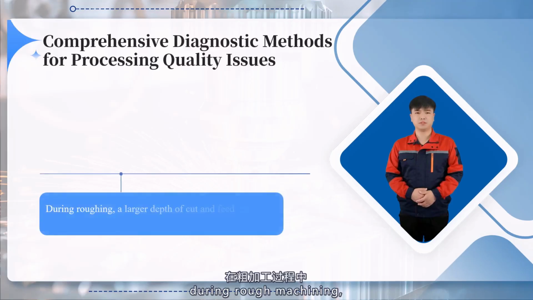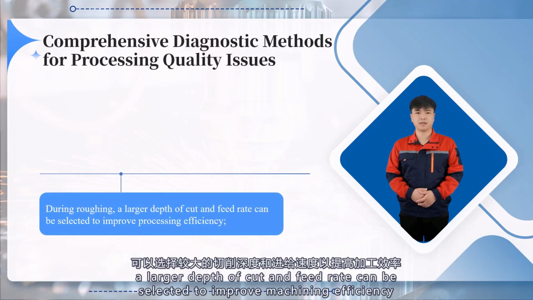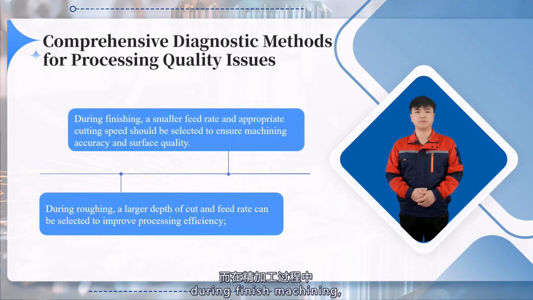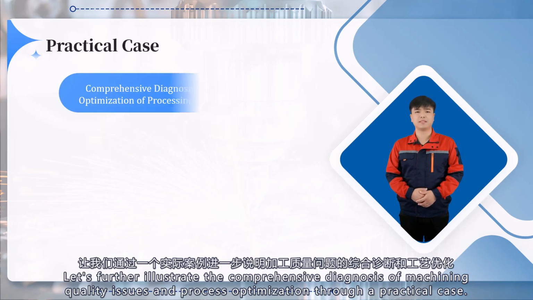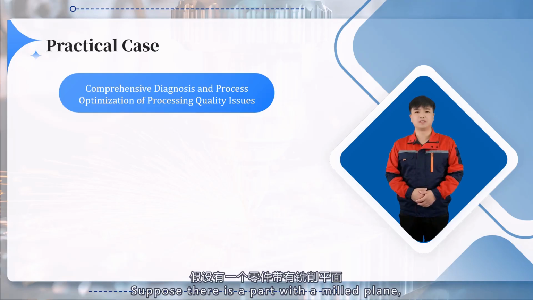For example, during rough machining, a larger depth of cut and feed rate can be selected to improve machining efficiency. During finish machining, a smaller feed rate and appropriate cutting speed should be chosen to ensure machining accuracy and surface quality. Let's further illustrate the comprehensive diagnosis of machining quality issues and process optimization through a practical case.